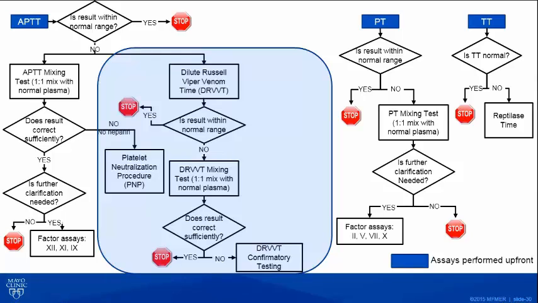Thrombin time, if it's normal, nothing needs to be done. If it's abnormal, then we add in the reptilase time. This box is grayed out. Those are the additional lupus anticoagulant testing.